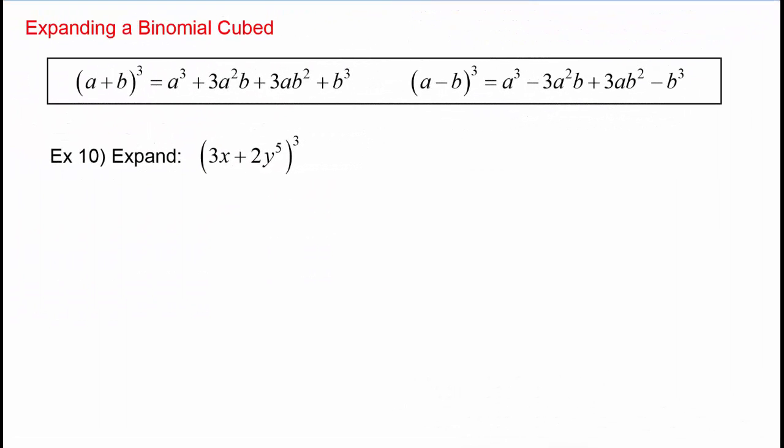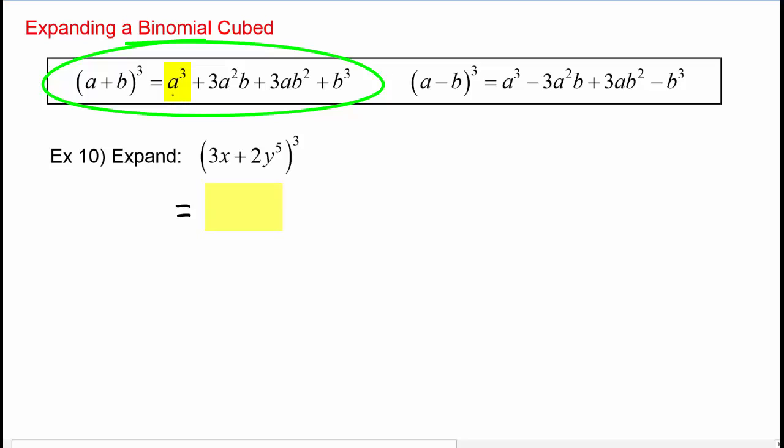In example 10, we'll be expanding the quantity 3x plus 2y to the fifth to the third power. Applying the rule, we see we have to take the first term to the third power, so that's going to be 3x to the third power plus 3 times the first term squared, 3x squared, times the second term, 2y to the fifth.